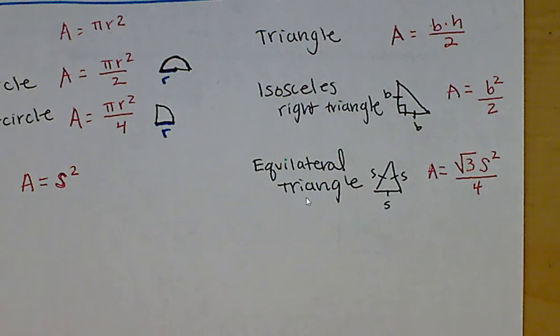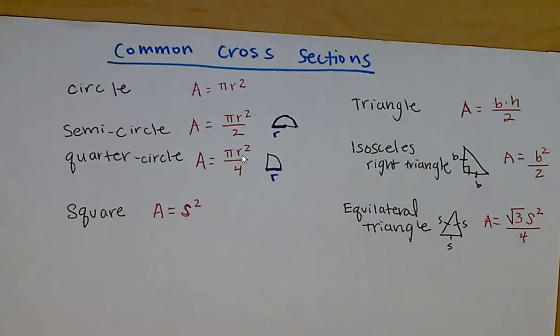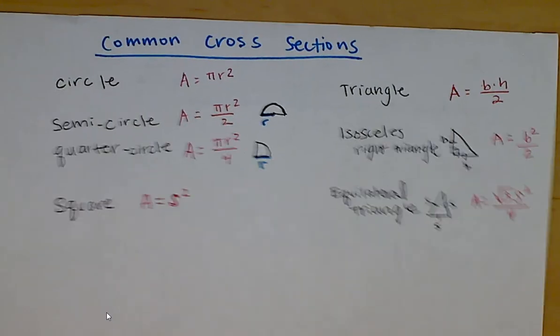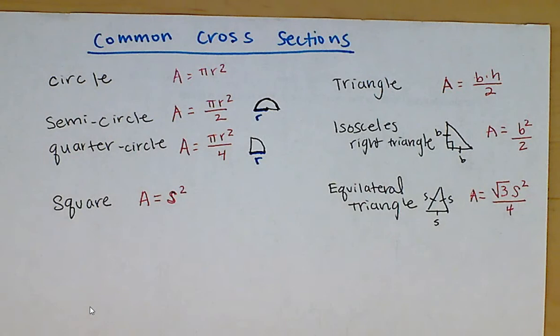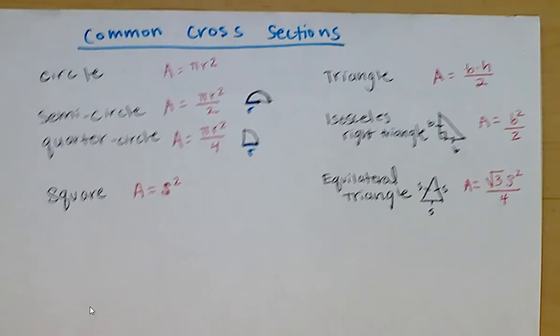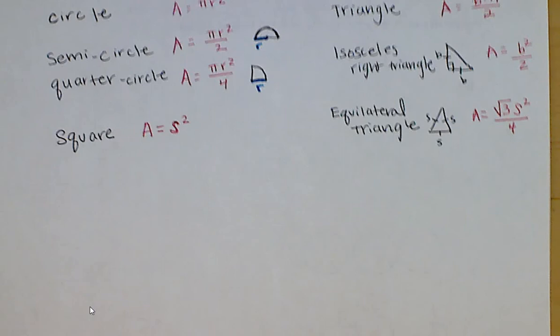Okay. So here are common cross sections that you will see and the areas for them. Because in these problems, as I said before, finding the area is the part where you're going to have to think the most. You're going to have to figure that out. Our last problem was a square. This next one will be a little bit more complicated. So we'll go down here to example 2.